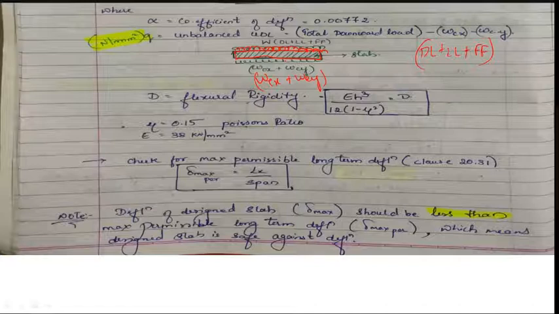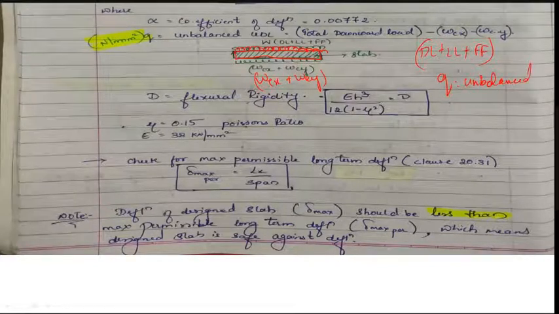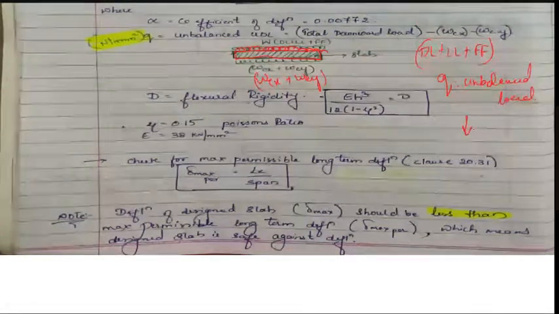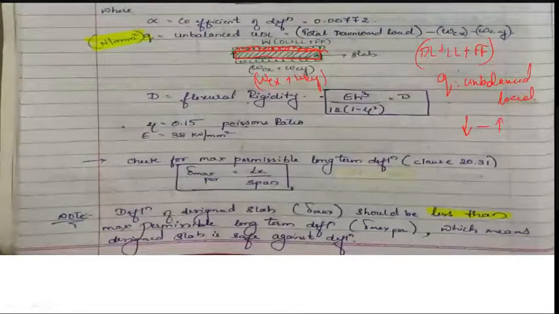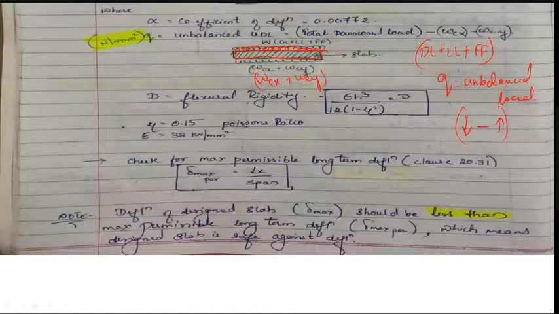So Q is nothing but the unbalanced load. How will you determine it? It is determined by the summation of downward force minus upward force. Okay, you will get the Q value, and alpha will be the coefficient of deflection.